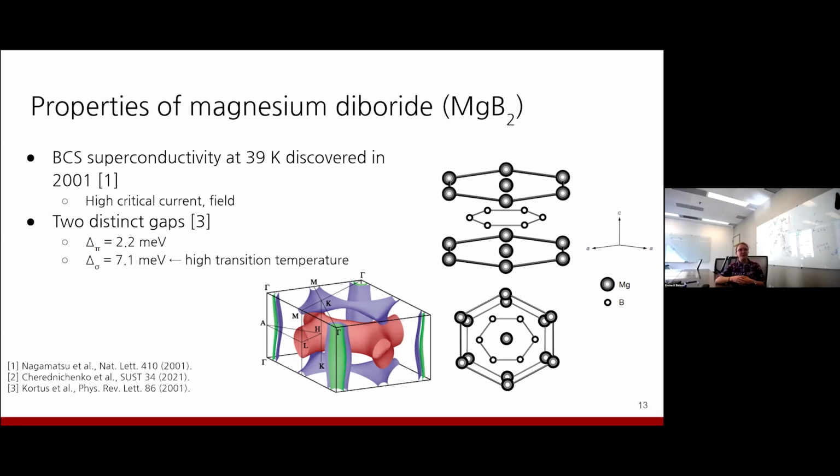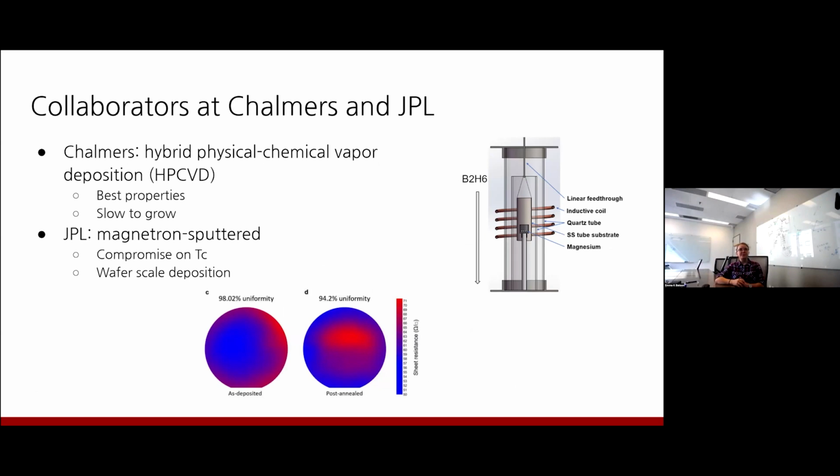Part of this comes from the interesting fact that it actually has 2 distinct gaps, the larger of which contributes a lot to the high transition temperature, while still maintaining superconducting behavior that is understandable within common models of superconductivity, namely BCS theory. So we've found some collaborators at Chalmers and JPL that can give us different kinds of magnesium diboride. So we have a very large space that we can explore with this material.